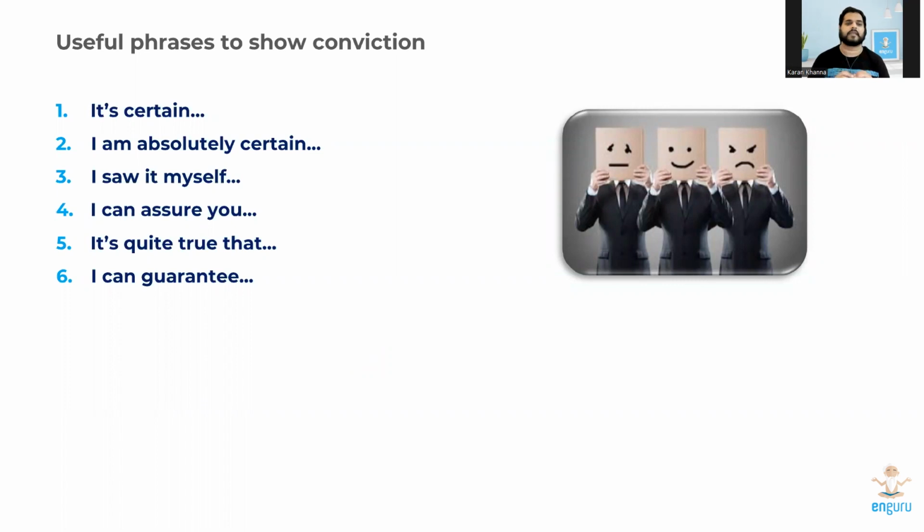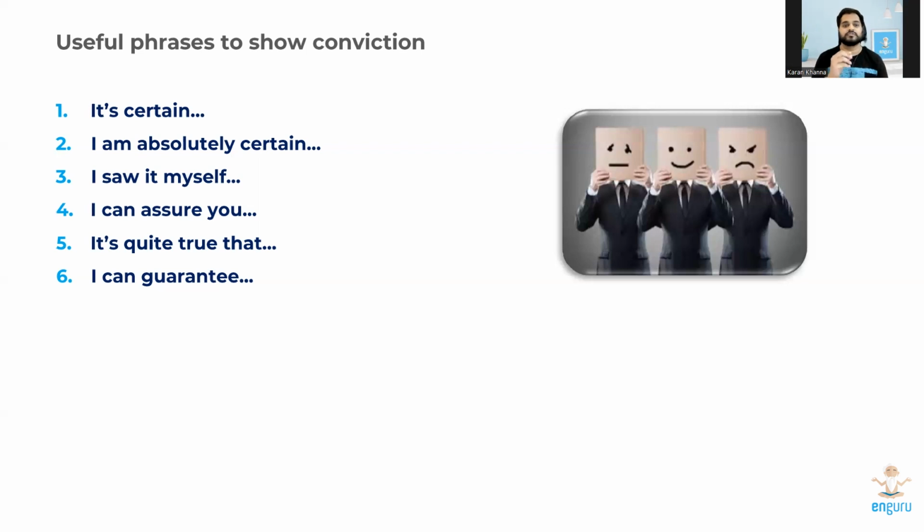Let's have a look at the first few phrases. "It's certain," "I'm absolutely certain," or "I saw it myself." The moment you use phrases like these, the listener immediately knows that you are sure of what you're saying. You are not doubtful about it, you've probably tried and tested it, you've seen it happen, and so it does count as something more credible for you to put across. When you use the phrase "I saw it myself," you're telling the listener that you have seen someone else do this and it has worked for them.